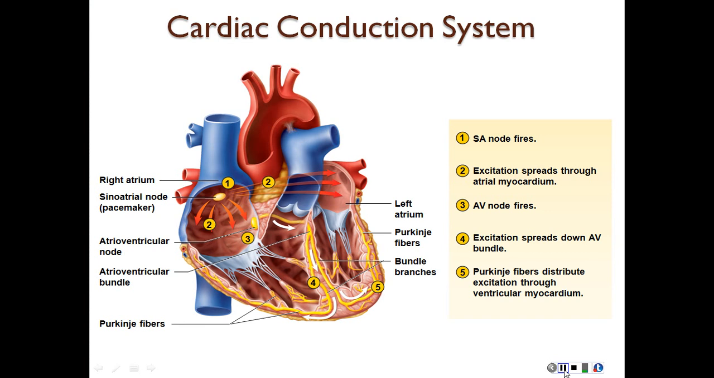So on this picture you can see the SA node as well as the AV node. You see those? So the SA node is what we call the pacemaker of the heart. It sets the heart rate. When it fires, that's when the heart is signaled to contract. Let me step back a second.